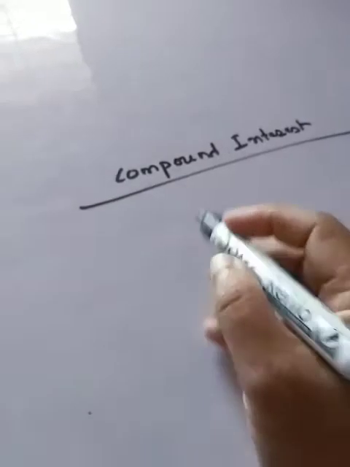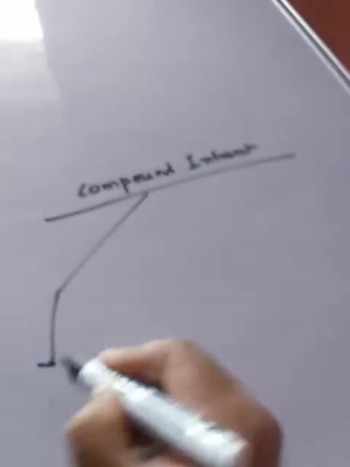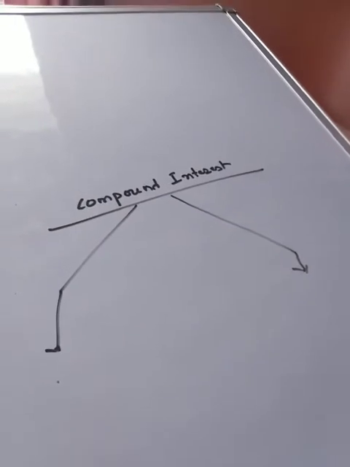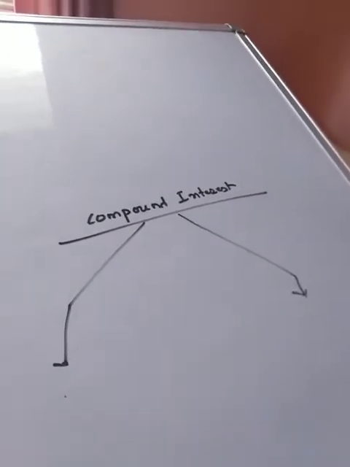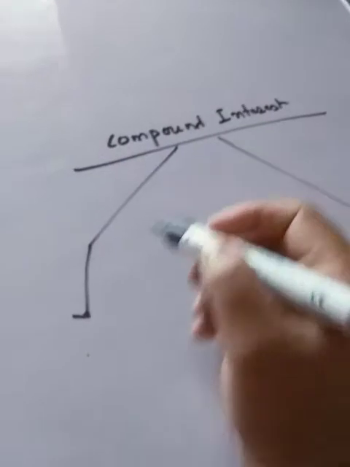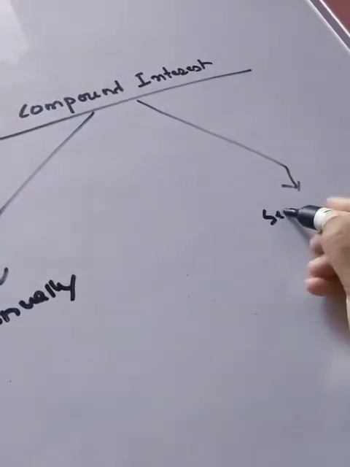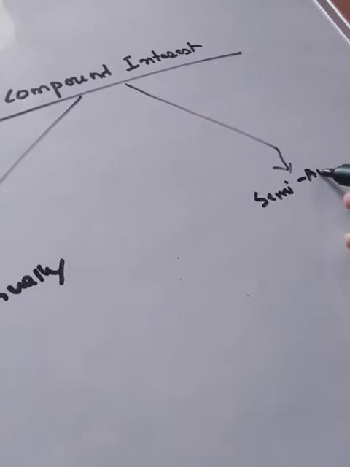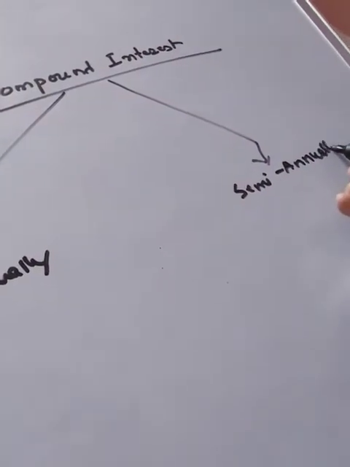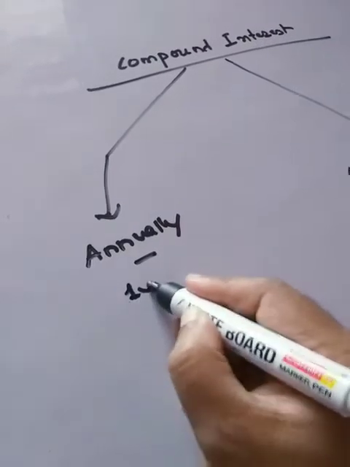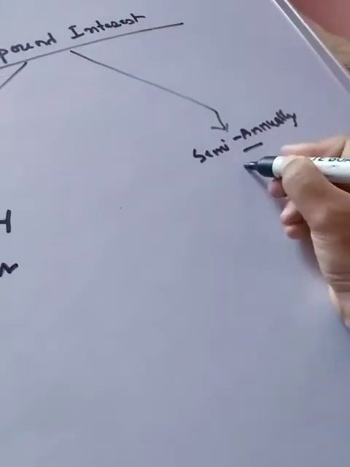Before this we have to understand some formulas. Before you find compound interest, first you need to understand annually and semi-annually. Normally you have to deal with these two types. Annually means 1 year and semi-annually means 6 months.